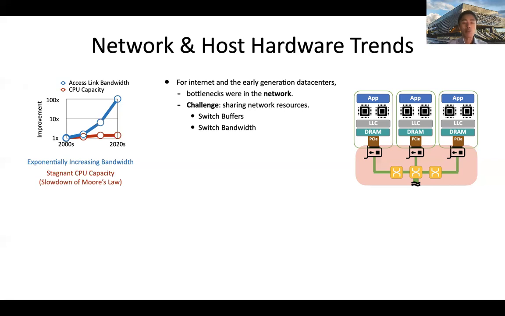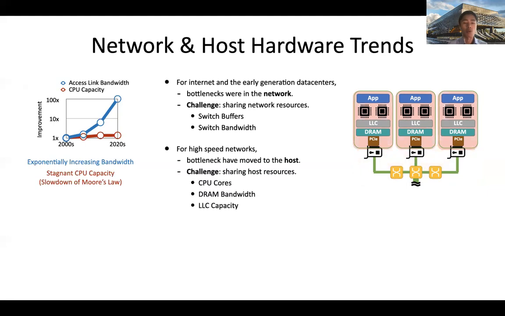This has led to the performance bottleneck shifting from the network core to host network stacks. A single core can no longer saturate the existing bandwidth. And the challenge now is to efficiently share host resources, such as CPU core, DRAM bandwidth, and L3 capacity.